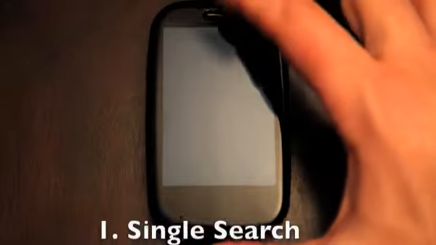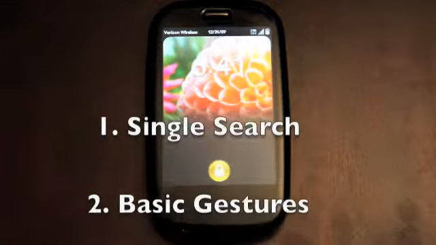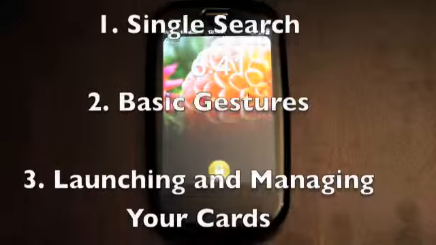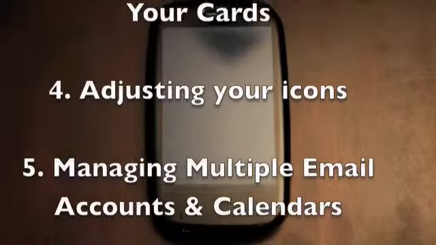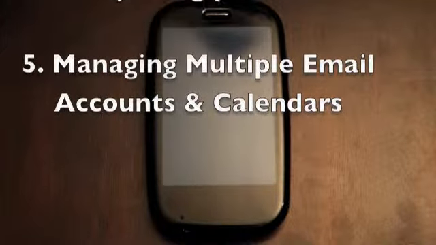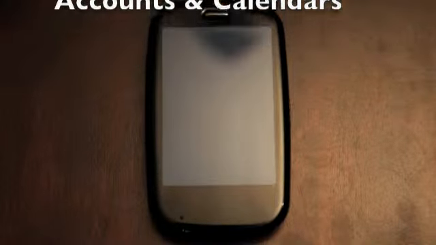Today we're going to talk about the top 5 must-know things with Palm WebOS. We're going to cover single search, basic gestures, launching and managing your cards, adjusting your 4 favorite icons and moving icons around in the launcher, as well as managing multiple emails and calendars.